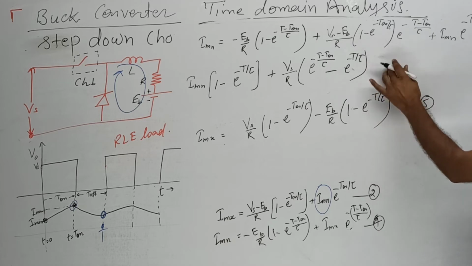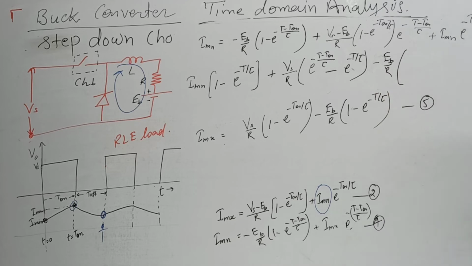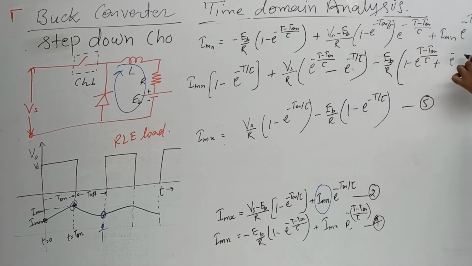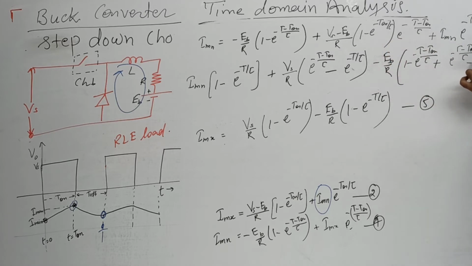Minus Eb upon R, so it is 1 minus e raised to power minus t on upon tau, plus here it is 1 minus t, minus t on upon tau, and this becomes minus e raised to power minus t by tau. So this and this get cancelled out.